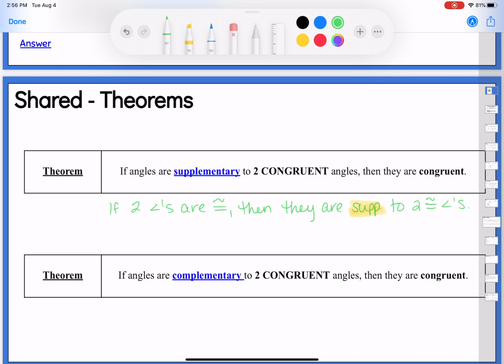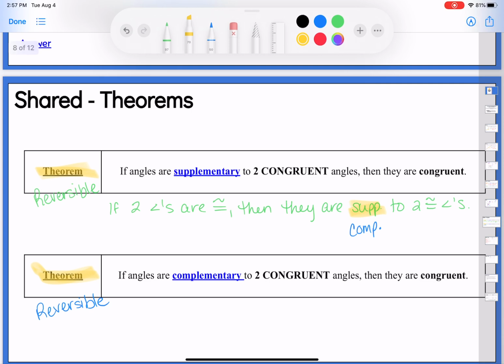And again, we could swap out our supplementary for complementary. And that would be reversible as well. So both of these are reversible, but the converse might not be very useful. So that's why we're going to focus on the two that I have typed up for you. But if you want to write down the converses, you can do that as well. But these two guys are the biggies, the ones that you're going to use a lot.